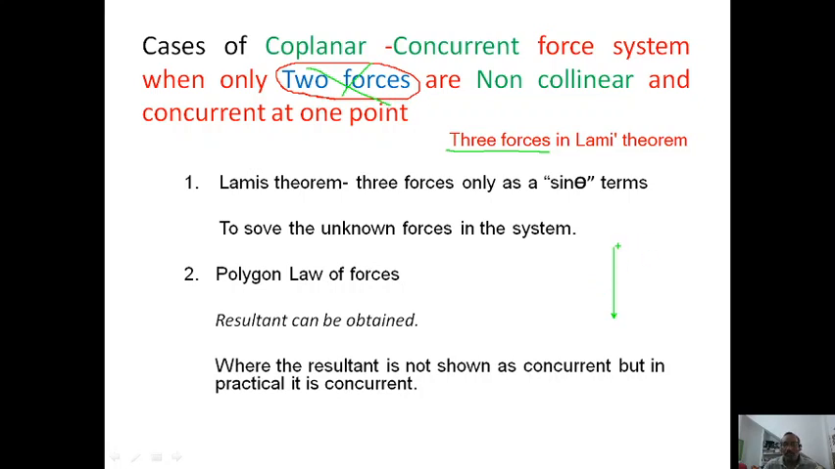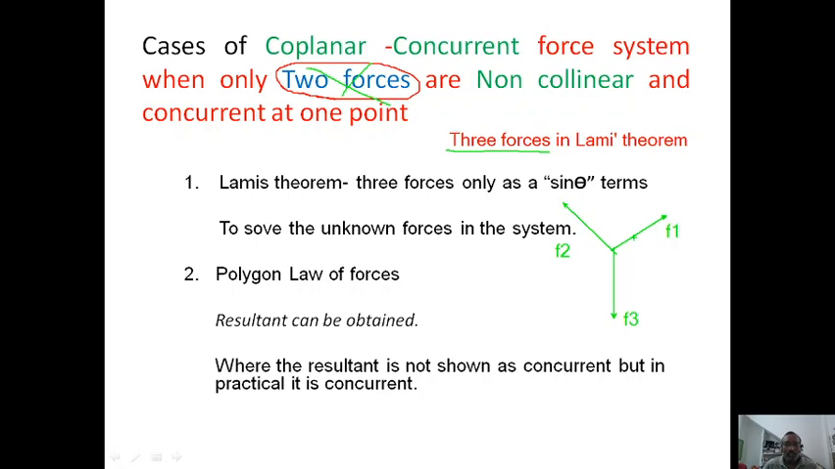Those forces are like this. That is the arrangement of the forces in Lami's theorem. There are three forces, F1, F2, F3. Like this, three forces are acting at some angle.